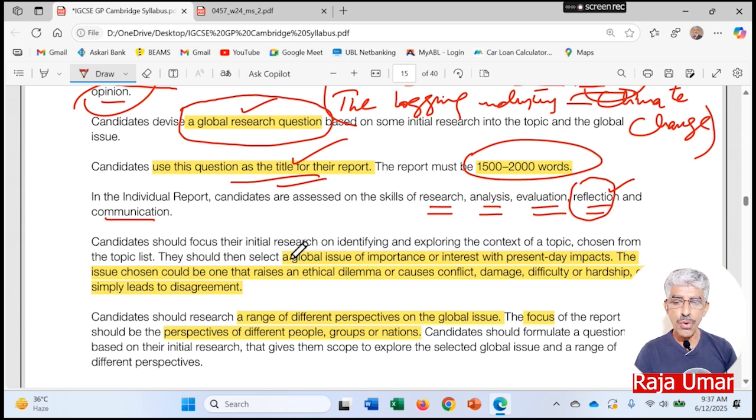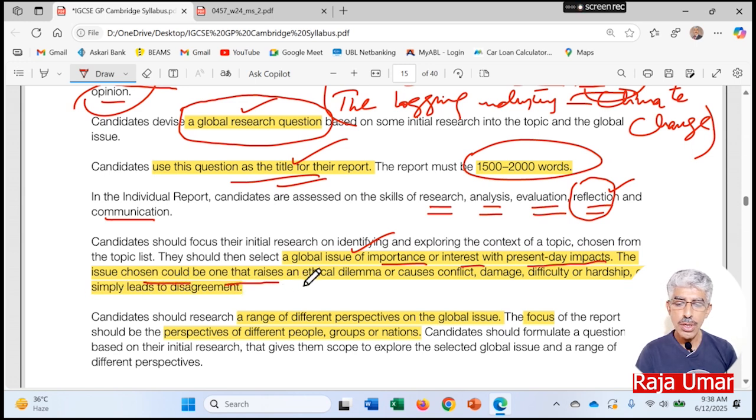So candidates should focus their initial research on identifying and exploring the context of the topic chosen from the topic list. They should then select a global issue of importance, interest, with present day impact. This is what I was saying, that you are supposed to devise such a question that must be having some global impact and some global interest over there. And it should be in the recent times. It should not be the past times or outdated sort of topic. You are not supposed to devise such question which is really very old one.